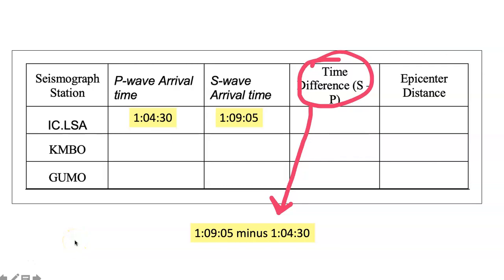Okay, so we left off here where we have figured out the P wave arrival time and the S wave arrival time. And what we need to figure out next is the time difference. What is the time between the arrival of the S and the arrival of the P? And we need to subtract.